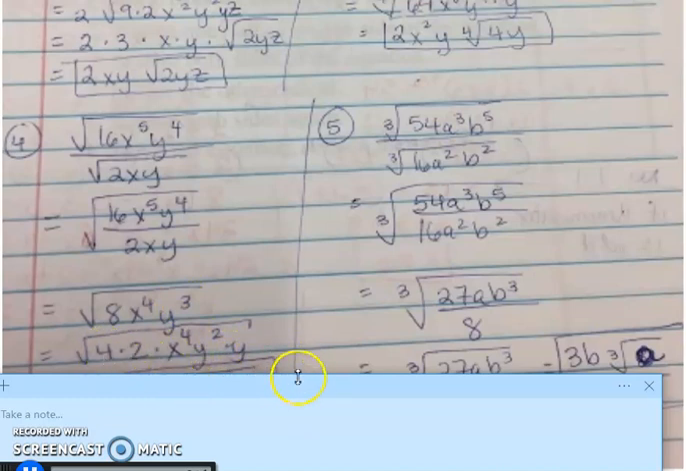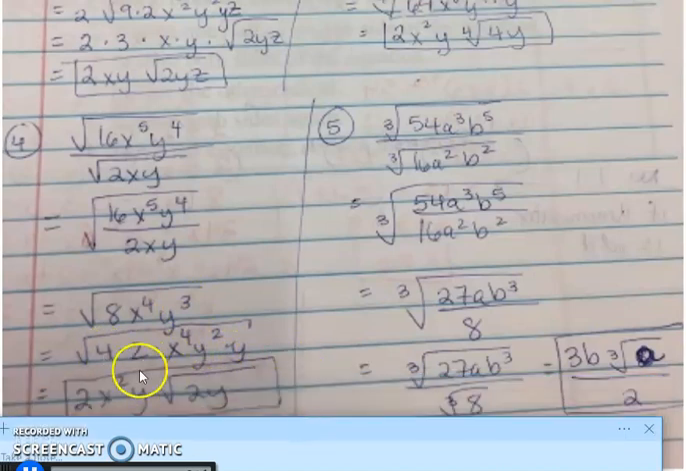So when I go to take the square root of each of these individually, the square root of 4 is 2, which comes to the outside, leaving the 2 on the inside because it's not a perfect square. The square root of x to the fourth is x squared, the square root of y squared is y, and then the y is going to remain because it's not a perfect square.